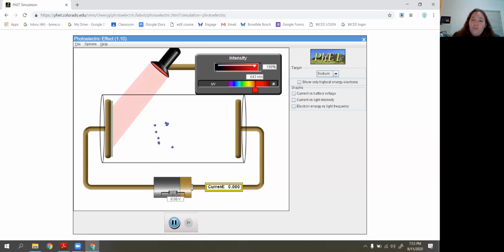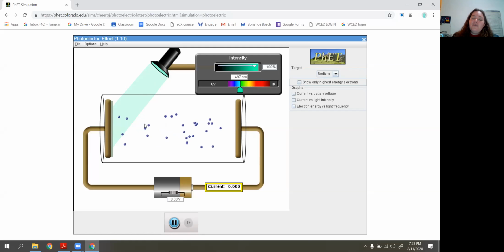So I've got to keep raising the frequency until we reach the threshold frequency. Now, the threshold frequency is where electrons just start to be emitted. So I would probably say somewhere thereabouts in the turquoise color is where I need to start, the lowest frequency that sodium will cause to have electrons emitted.